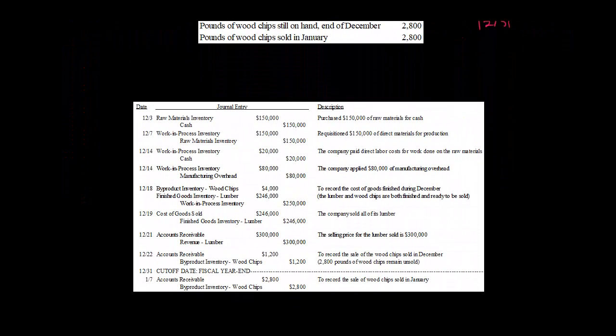So I've got a series of events here on the right, and I'm going to walk you through, because I know it's a lot of information. So up front, we buy $150,000 of raw materials for cash. What are the raw materials? Well, they're trees. We're making lumber at this company, so we buy trees. We get $150,000 of raw materials inventory, and then we credit cash. Now, once we put those materials into production, and let's say all the raw materials are used as direct materials, we're going to credit the raw materials inventory account for $150,000 and then debit work in process inventory for $150,000.